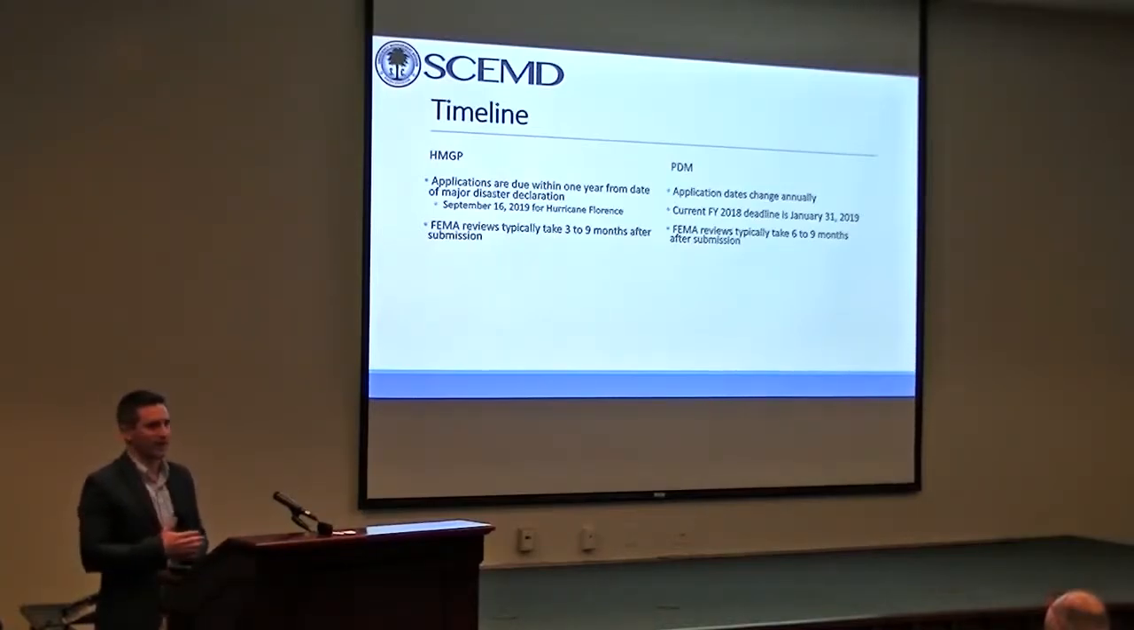Pre-disaster mitigation, again, is an annual allocation. That application period opened in October. It closes January 31st of this coming year, and then another long review cycle. So none of these grants are intended to be quick turnarounds or an immediate relief type solution. These are long-term strategic resilience building efforts.